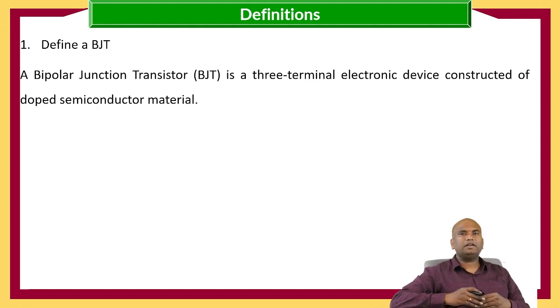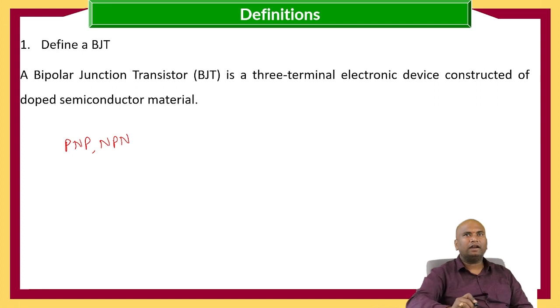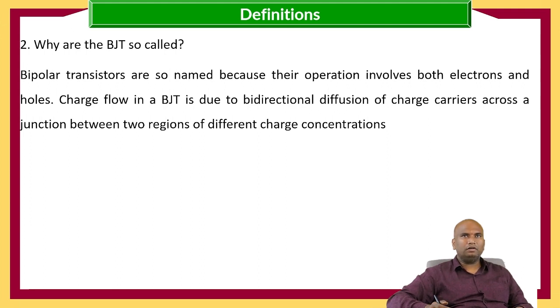It is a three terminal device which is constructed of three layers doped at different levels. There are two different types of transistors available, PNP and NPN transistors, and this is like a sandwich: between the two P layers one N layer is placed, and between two N layers one P layer is placed. Why are the BJTs so called?